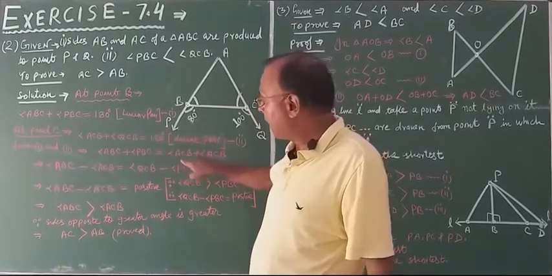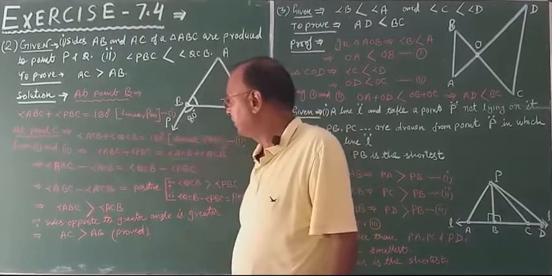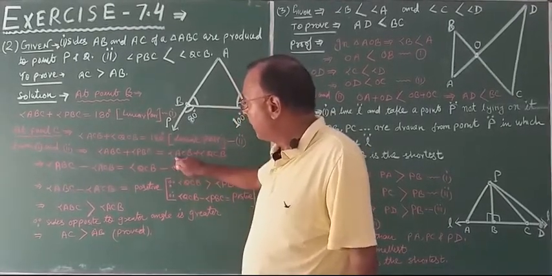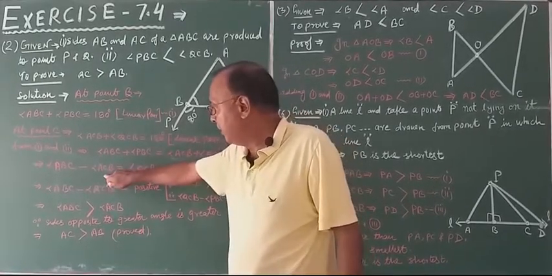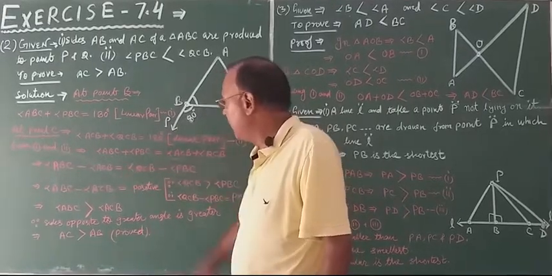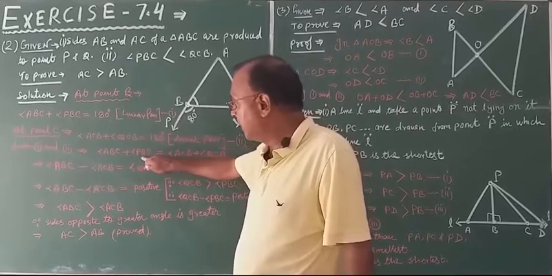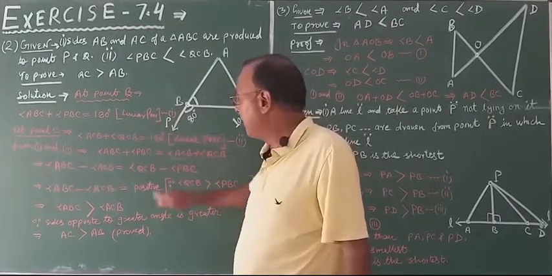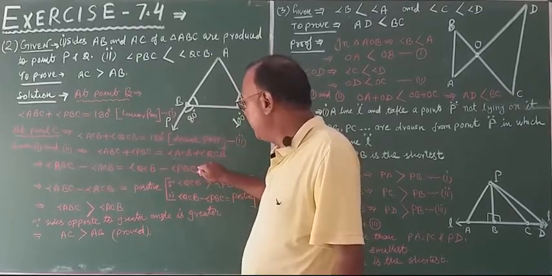Now I am transferring ACB to the left hand side. So it becomes angle ABC minus ACB is equal to this one. I am transferring PBC to the right hand side: QCB minus PBC.